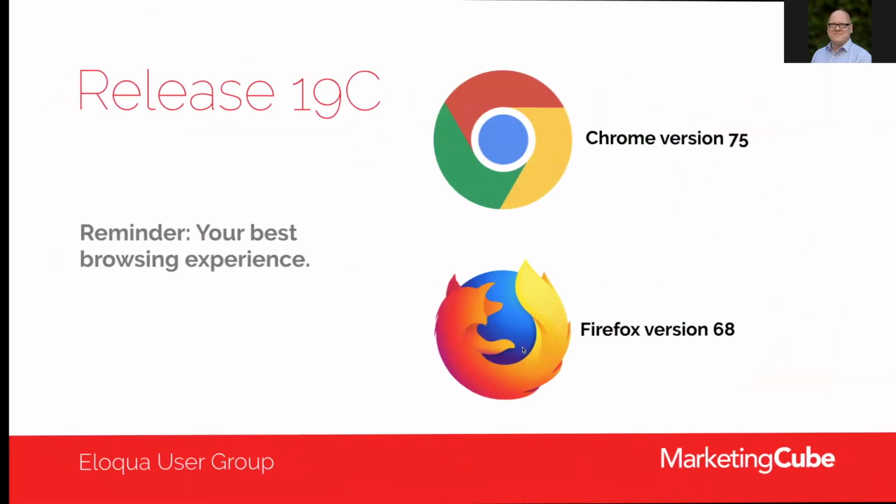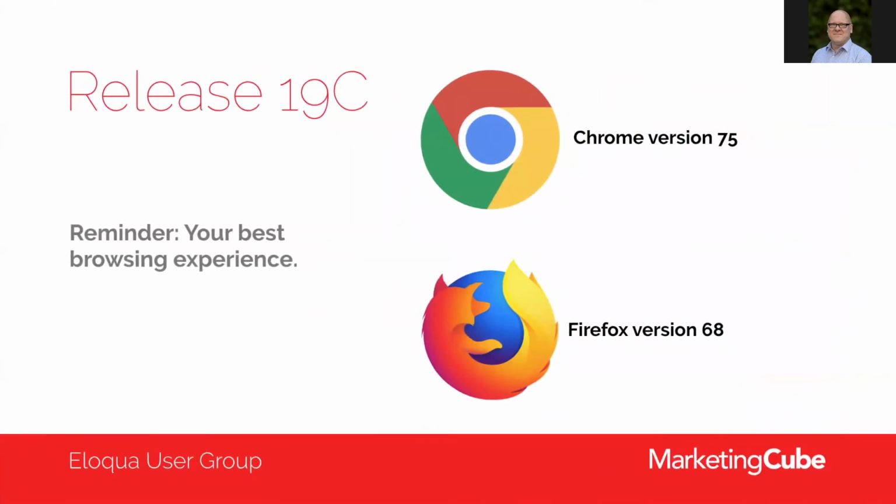And again, just to ensure you're having the best possible experience as you're using Eloqua, the browser that you choose to use can make quite a difference to that process as well. So as of release 19C, Chrome version 75 and Firefox version 68 are the 2 browsers that will give you the best possible experience while using Eloqua. You'll find this information in the Help Center.